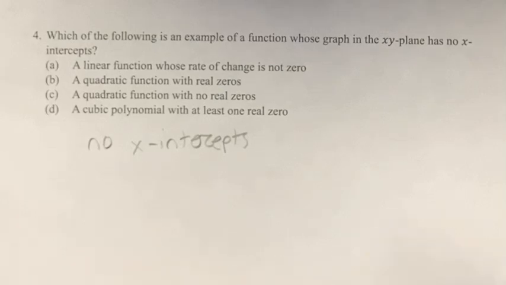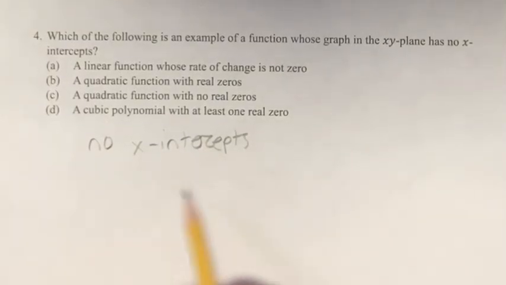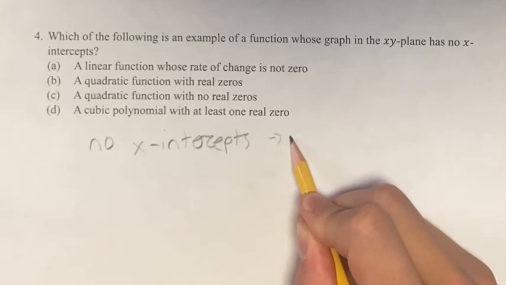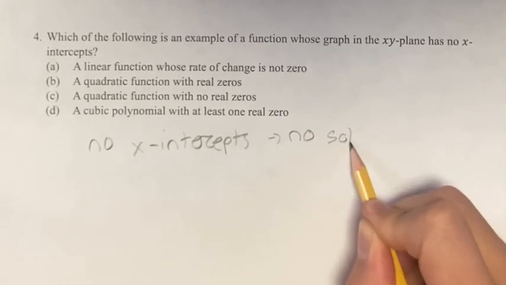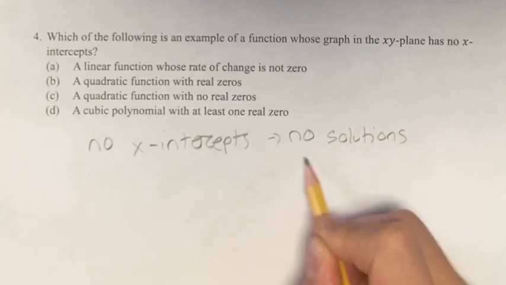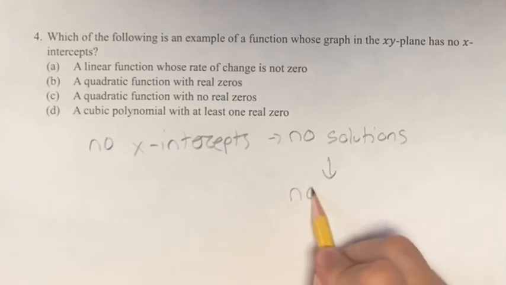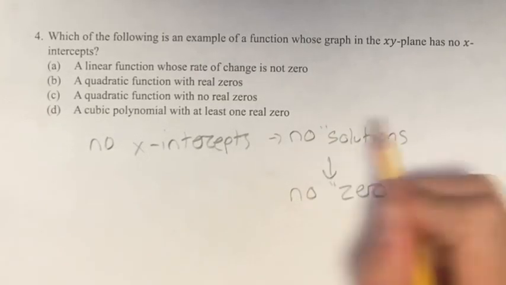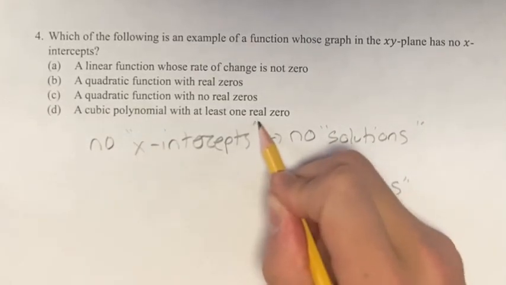And the first thing you have to think about is, what are other words for x-intercepts? Well, we can think of them as solutions. So this is a function that has no solutions, and a function whose graph has no zeros. Right? Solutions and zeros are just other words for x-intercepts.